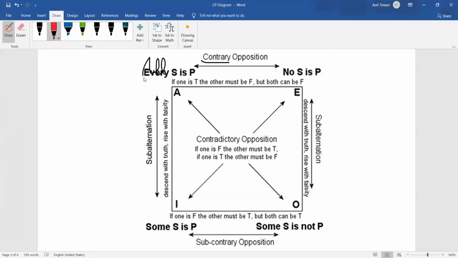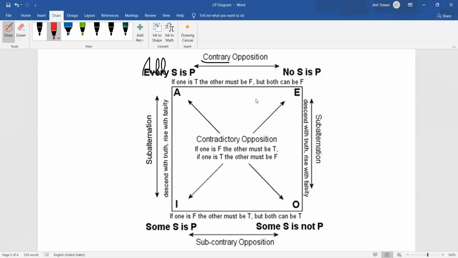Consider, for example, if I say all cats are animals, A proposition is true. And if you say no cats are animals, E proposition cannot be true. Obviously, factually, it is incorrect. Suppose I say all cats are black. If I say all cats are black or all cows are black, you will say that this is false. And suppose I say no cows are black or no cats are black, you will say that is also false. So A and E can be false together, but they cannot be true together. That is the relationship called contrary relationship. A contrary relationship is that relationship in which the related propositions can be false together, but they cannot be true together.